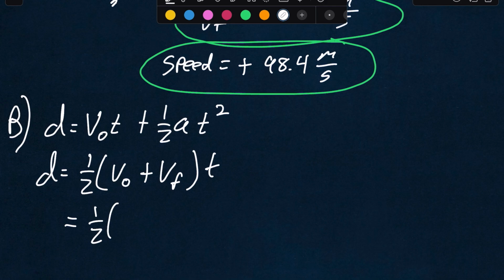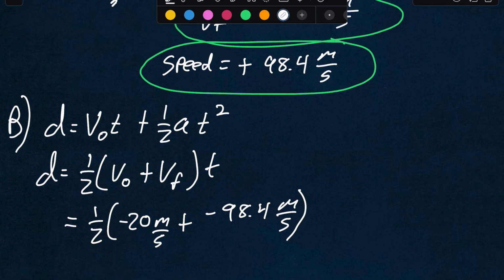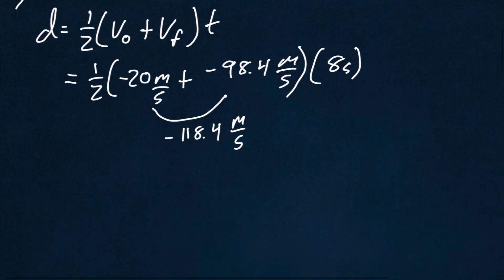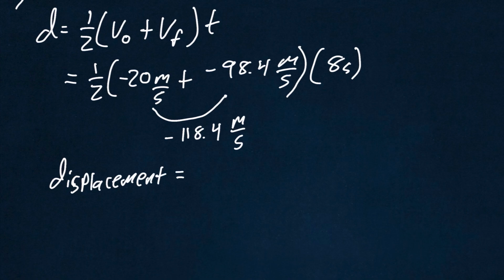So now we simply need to plug in our known numbers. So we get 1/2 times v initial, which is negative 20 meters per second, and v final, which is negative 98.4 meters per second, times time, which is 8 seconds. Combining these two numbers gives us negative 118.4 meters per second. And now if we plug this into our calculator, 1/2 times 118.4 times 8 is negative 473.6 meters. And that is our displacement.